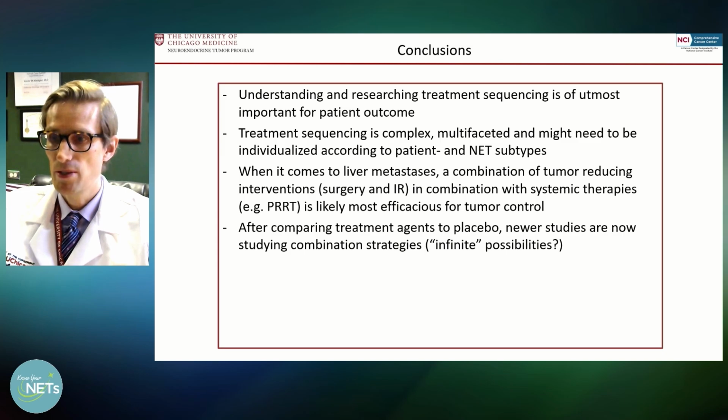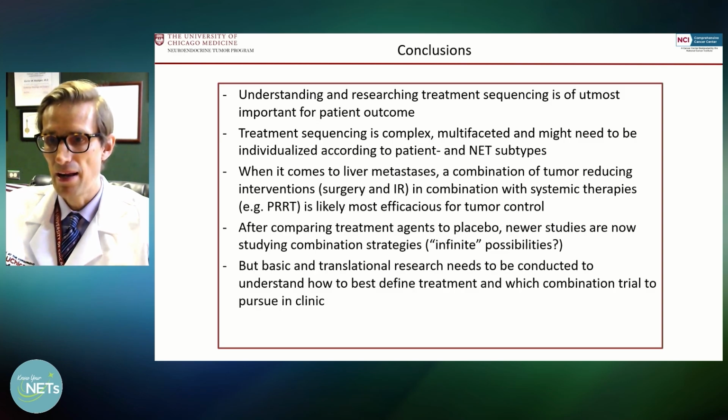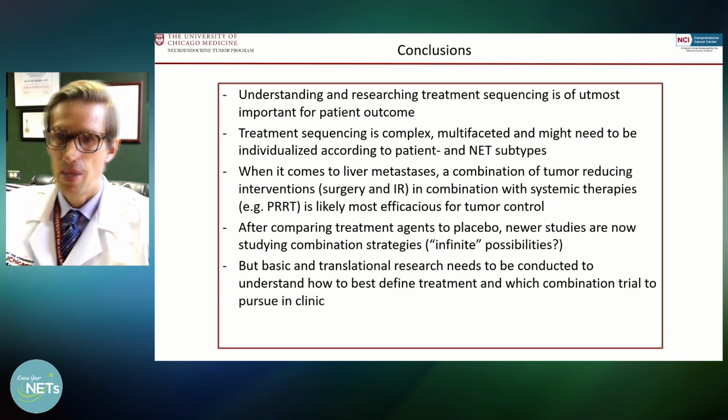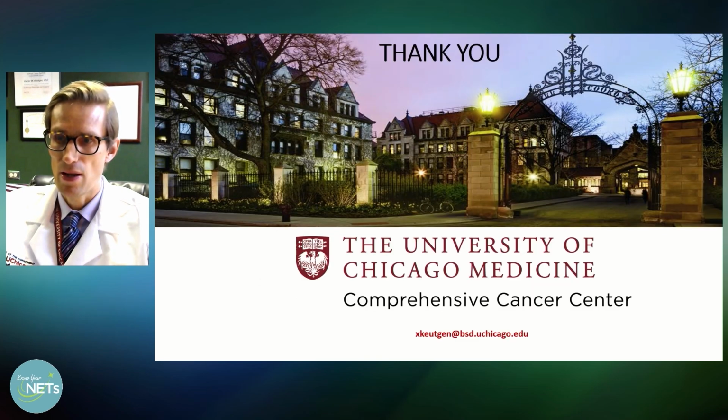And after comparing treatment agents to placebo, newer studies are now studying combination strategies. Like I mentioned before, there's technically an infinite number of possibilities of what we can combine, but we need to study better with translational and basic research what combinations make sense and how to best define these different combinations to pursue them in clinic. And here, NETRF and basic research have a huge role to play, because those funding mechanisms are the way for us to study these different treatment strategies.